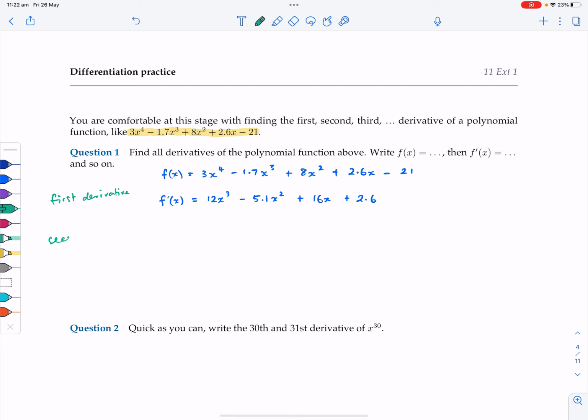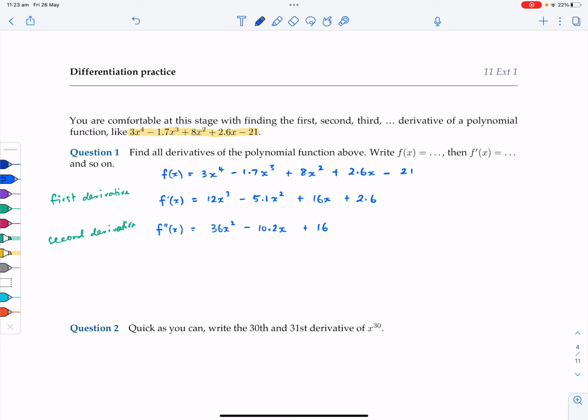Right, what's the second derivative? Well, we differentiate again. Right, we differentiate again. So, and this is f double dash x. So 12 threes, that's 36x squared. And then 5.1 times 2, that's 10.2x. And then that's plus 16, and then nothing.